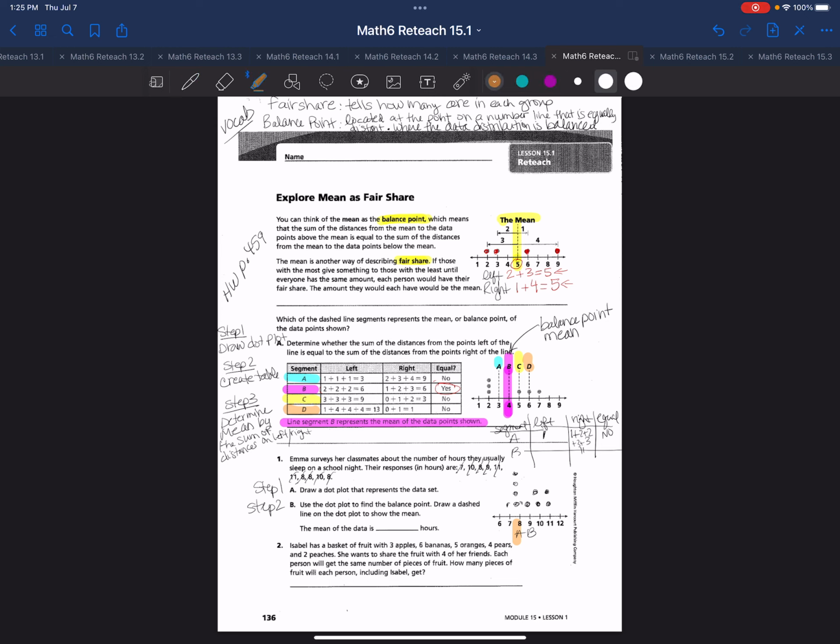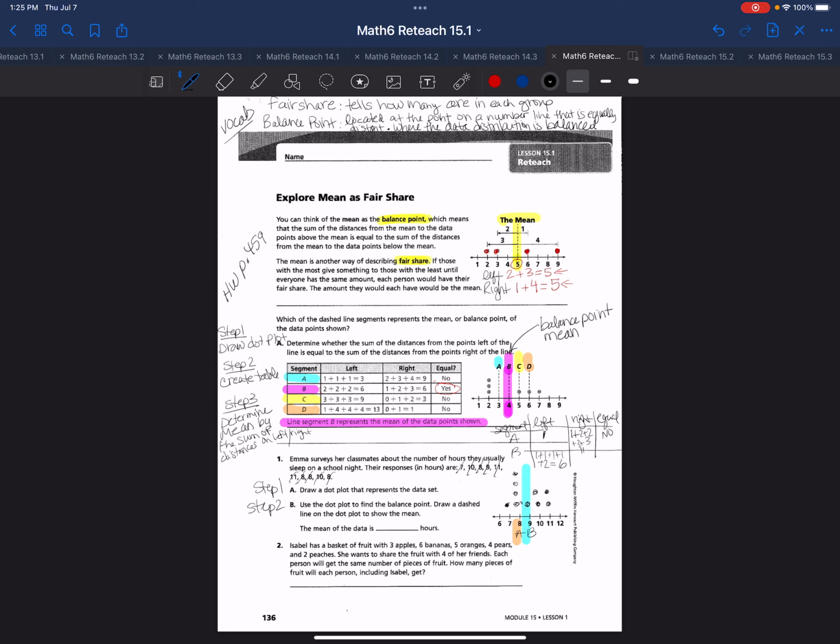What if I try B, and that would be my balance point? Let's see if that is my balance point. So look at the left. What do I have to the left? I've got four that are one away, so that's one, two, three, four. And then I have another point here on the seven that's two away. So that would equal six.